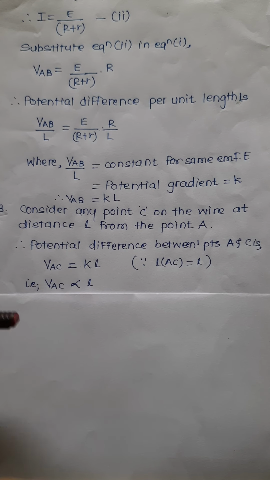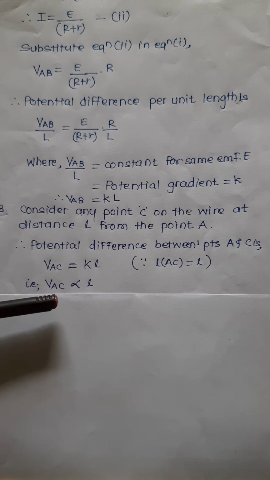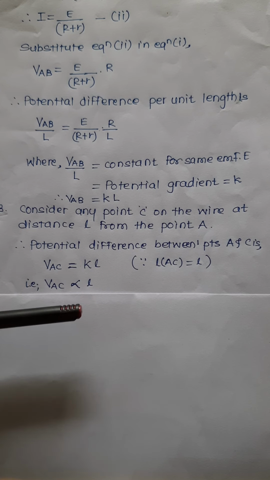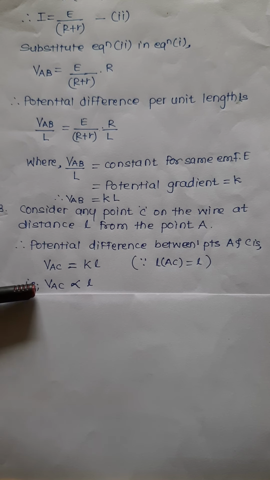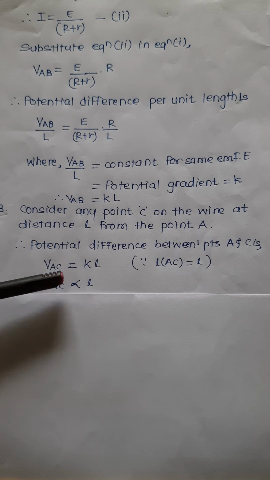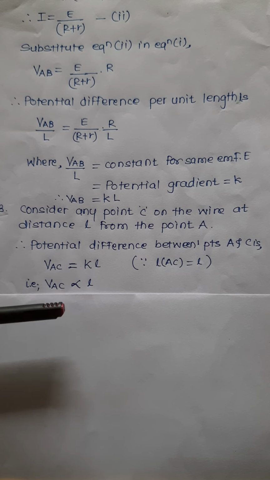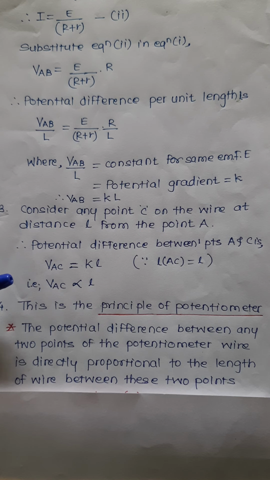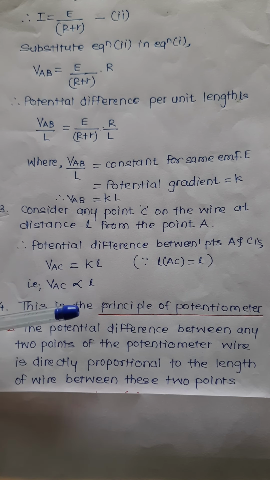And what is that statement? The potential difference between any 2 points of the wire is directly proportional to the length of wire between those 2 points. क्योंकि अभी हम लोगों ने देखा कि अगर हम लोग पोटेंशियल डिफरेंस लेते हैं बिटवीन पॉइंट्स A C, तो it is equal to K into l, where l is length of the wire between points A C. That is, if we increase length, the potential difference between those 2 points will increase. And this is principle of potentiometer.